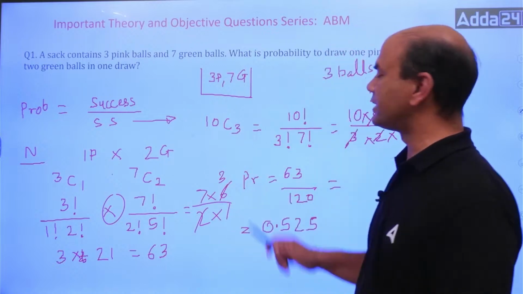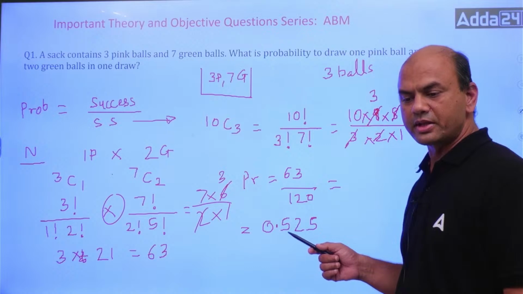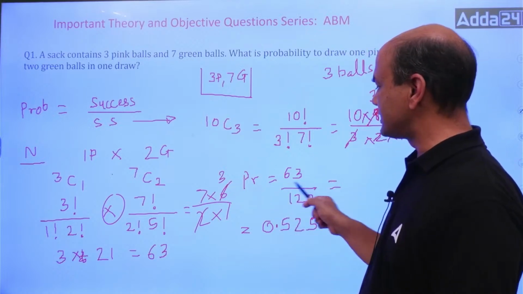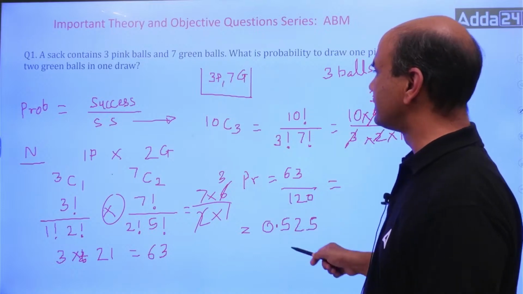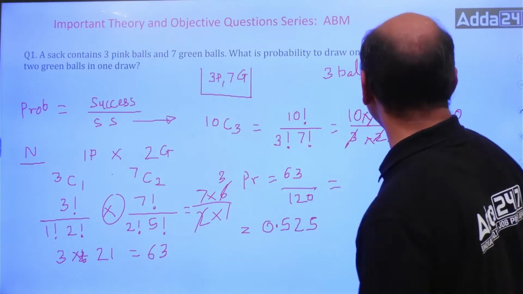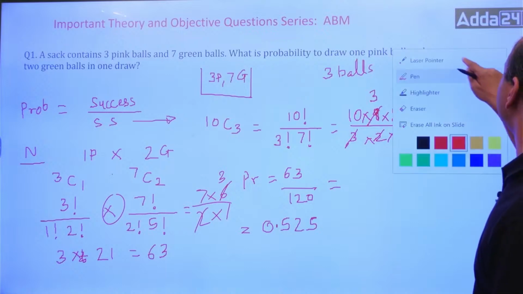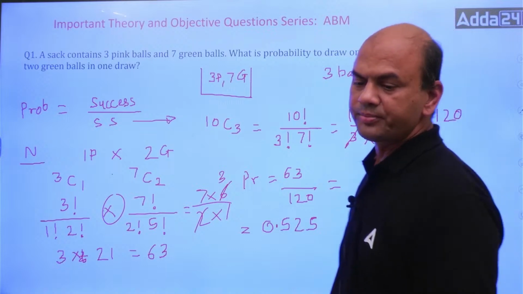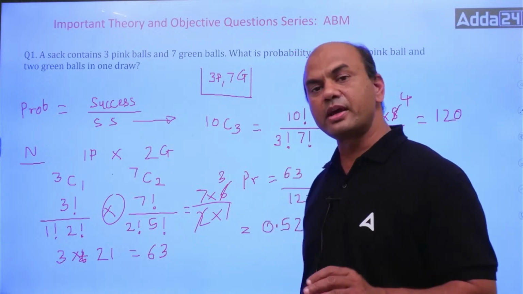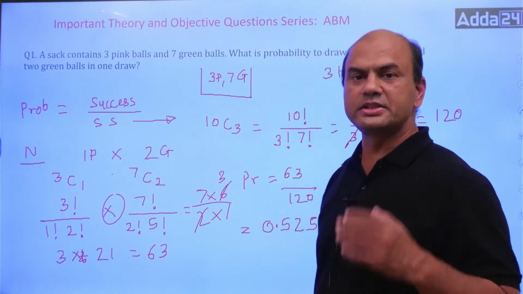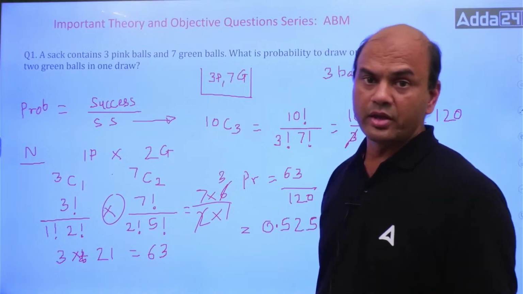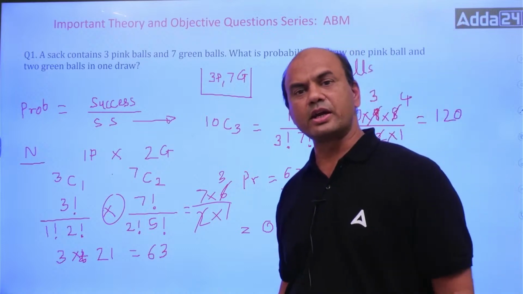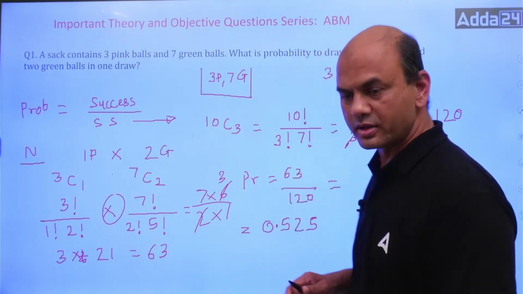So now use the probability. Formula for probability is what? 63 divided by 120. Success upon sample space. Divide this. You will get the answer as 0.523. Got it? So this is the probability. Kindly note, your probability can never be greater than 1, can never be less than 0. Never. If you are getting the probability which is greater than 1 or less than 0, kindly note you have done some error over here. Okay?